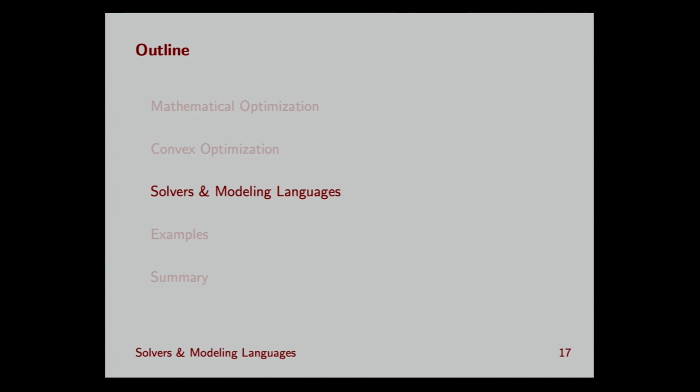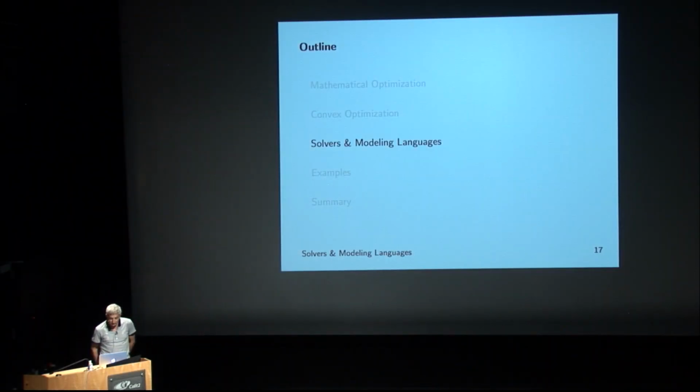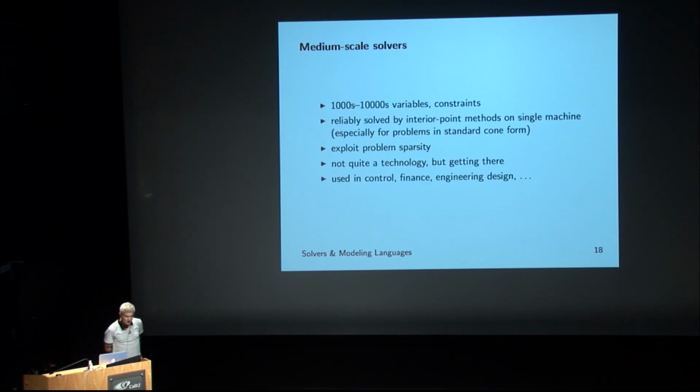So I'm going to say a little bit now about solvers and modeling languages, right? Because this is something that's kind of from the last 10 years, and it actually changes things on the ground. So, okay. So how do you solve one of these problems? Well, if you've got thousands, 10,000, maybe 100,000 variables, then you can solve these by standard methods on a single machine, right? And especially for problems put into a standard form. We're going to talk about that later.